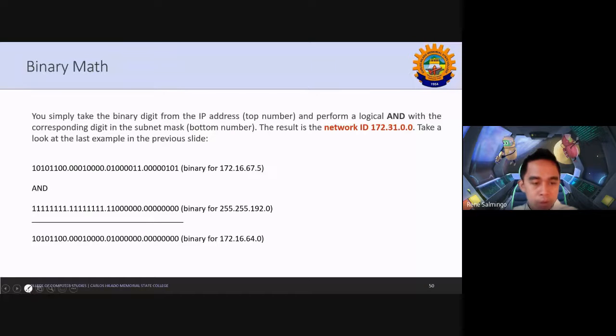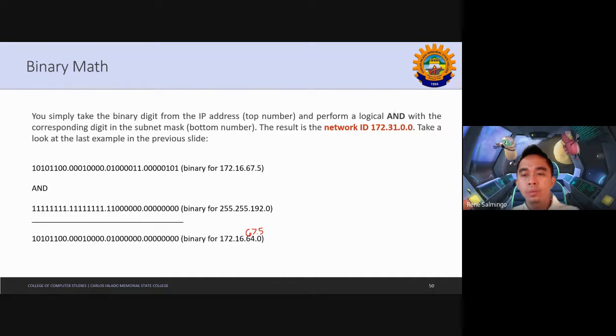I will get a pen. Since our answer would be on this side, we are referring to even numbers usually for your network ID. So if you have this IP address, you're just going to subtract this value. So 64 from 67.5, since we have what type of IP address?